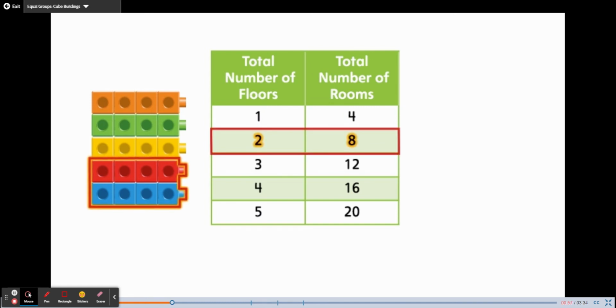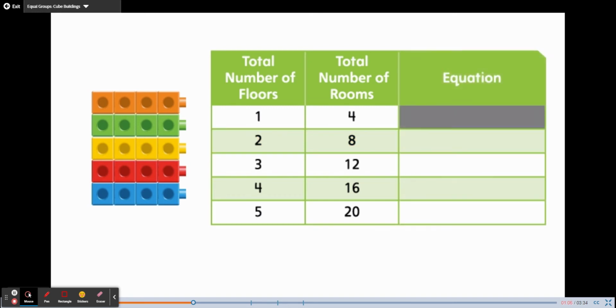The two represents the number of floors. The eight represents the total number of rooms on two floors. I can also use an equation to represent this. 4 plus 4 equals 8. Three floors have 12 rooms. The equation is 4 plus 4 plus 4 equals 12.